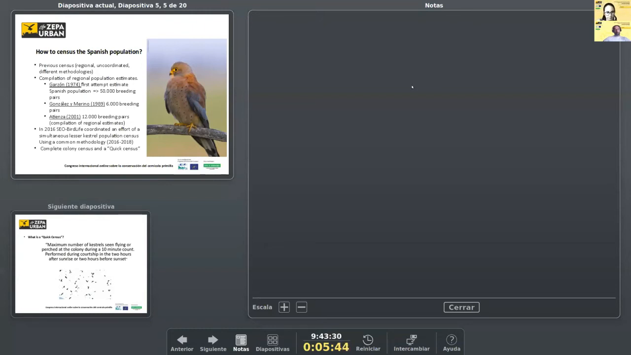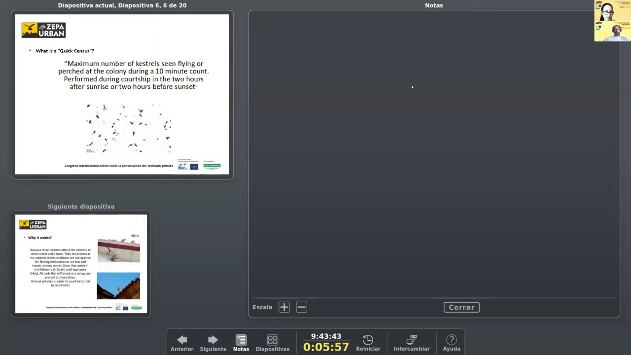And actually, we were using two different methods. We carried out what was called a complete colony census, as has traditionally been done, but at the same time, we did what is called a quick census. What is this quick census? Well, quick census is just the number.